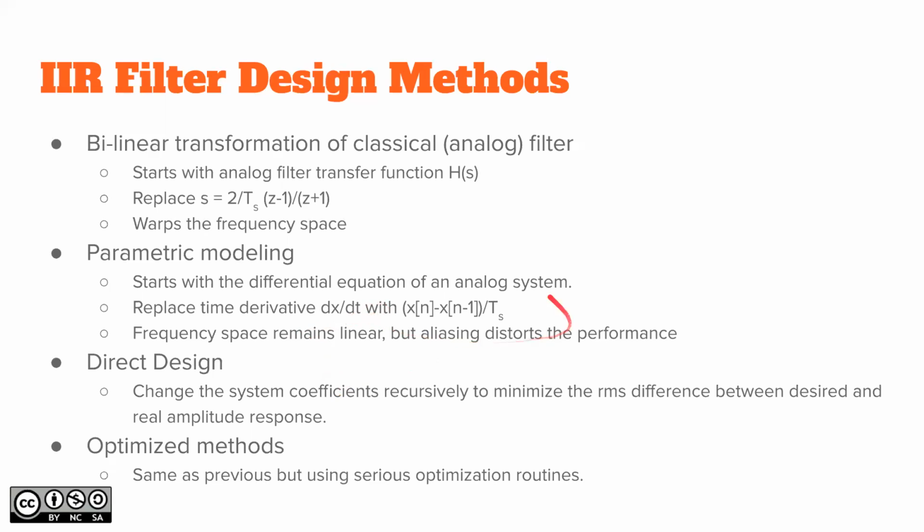Well, no, not that way. It would be just cascaded that one. So the frequency space remains linear, but aliasing distorts the performance, since we are doing this approximation from the continuous time to sampled discrete time system. So that's where we make an error. But there, as I said, aliasing distorts the performance, but it works with high enough sampling rates.